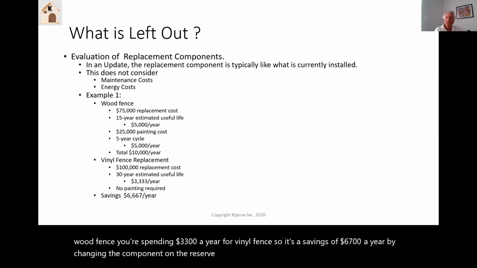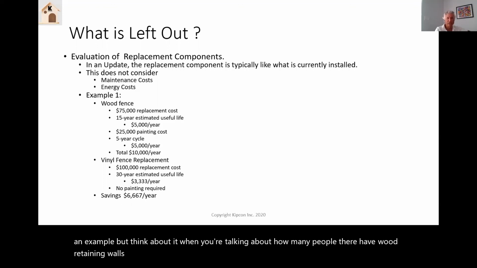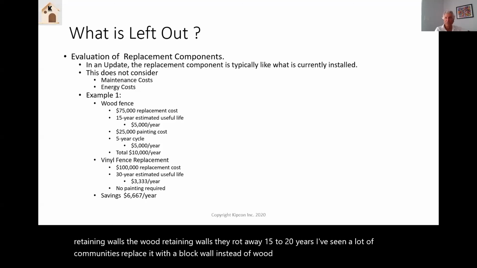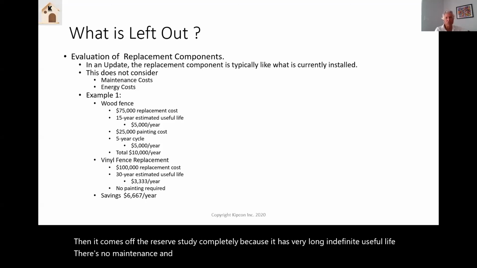Again, this is an example, but think about how many people there have wood retaining walls. The wood retaining walls, they rot away in 15 to 20 years. I've seen a lot of communities replace it with a block wall instead of a wood wall. Then it comes off the reserve study completely because it has a very long, indefinite useful life. There's no maintenance, and the association may pay more, but they never have to fund for it again.